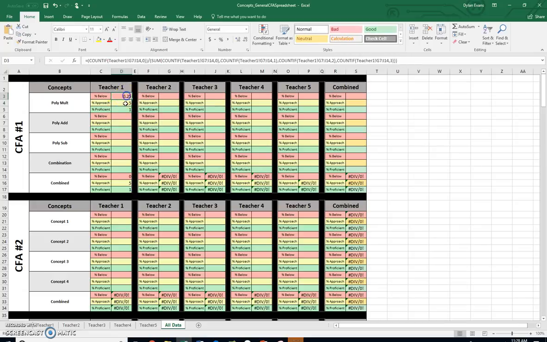Notice I get an actual fraction out, 0.25. So I'm going to do the same thing. I'm going to take this little part of the formula, and I'm going to paste it here.